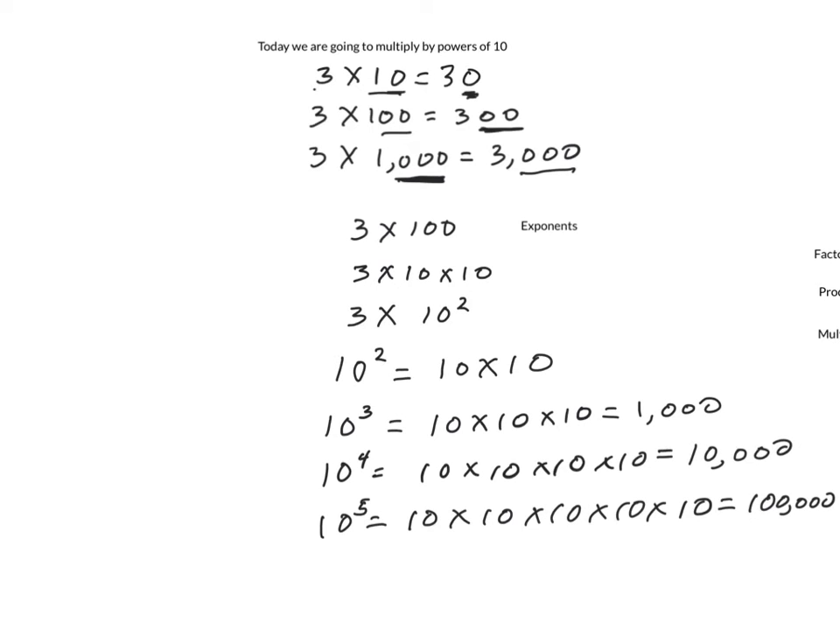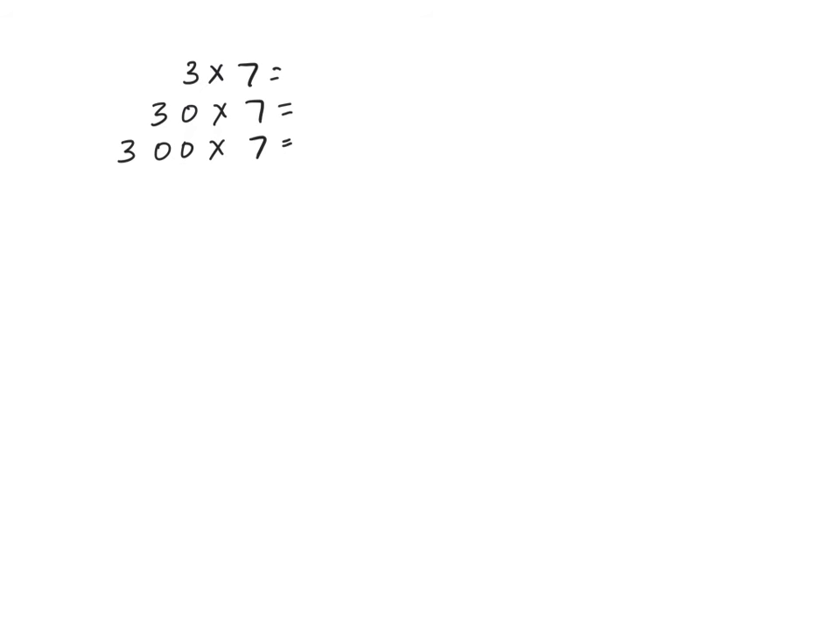So for example, if we had 73 times 10 to the second power, that would equal 7,300, because 10 to the second power is the same as saying 100. Let's look at a few more problems. 3 times 7 is 21. So 30 times 7 is going to be 210. It's 10 times greater. And 300 times 7 would be 2,100.